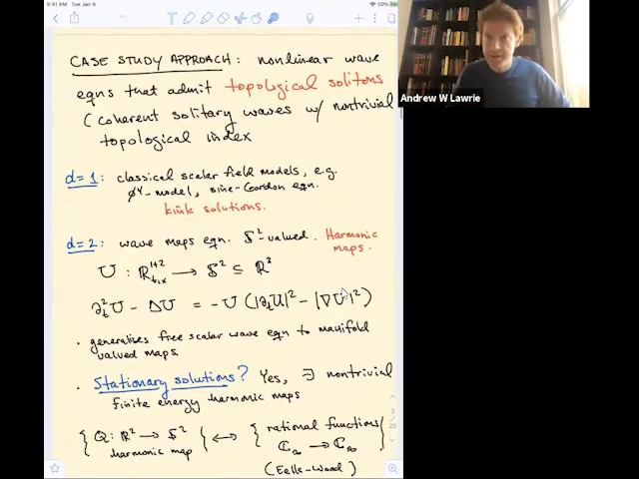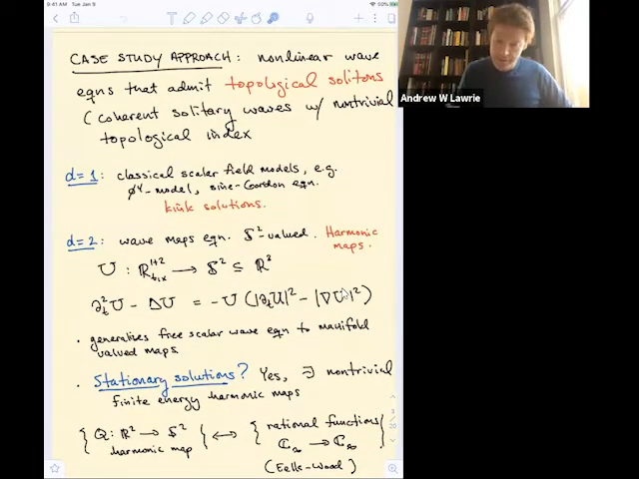Okay, so again, I'm going to adopt a case study approach, and for this talk I'll focus on one particular example, but I'll try to motivate a bit. So I'm going to study a nonlinear wave equation that admits what are called topological solitons. I'll be precise in a minute about which solutions I'm considering, but for the moment, just think of these as coherent solitary waves, so non-dispersive waves. Topological refers to the fact that these waves carry some non-trivial topological index. In our case, it will be the degree of a map into the sphere.